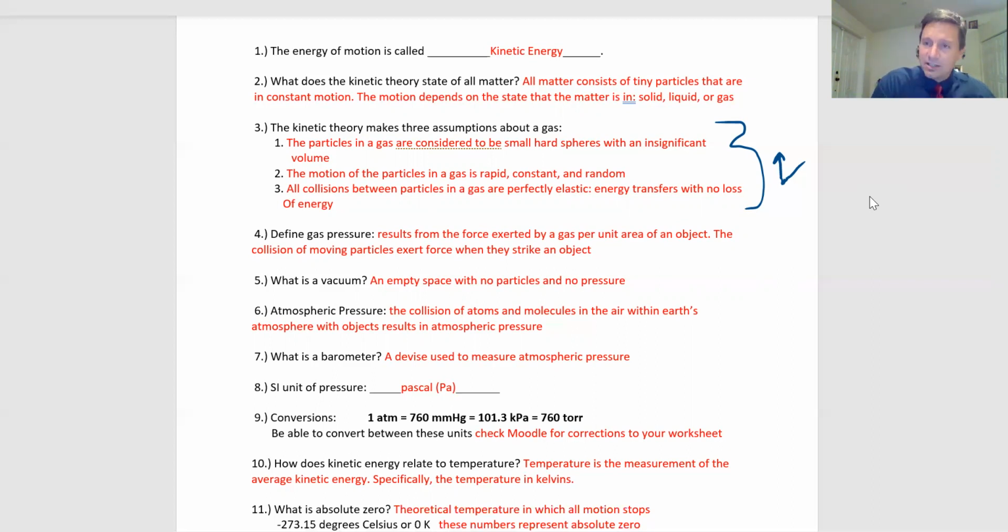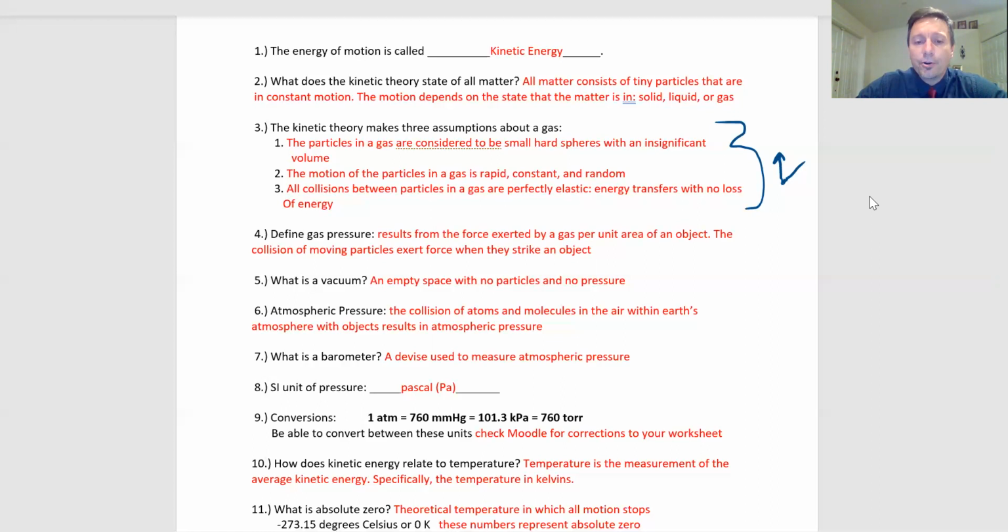That is atmospheric pressure. So the collisions of atoms and molecules in the air within Earth's atmosphere results in atmospheric pressure. So if you're at sea level, your atmospheric pressure is going to be much higher than if you went to the top of a high mountain. Now the air is thinner, which means less particles. So now you have a lower atmospheric pressure.